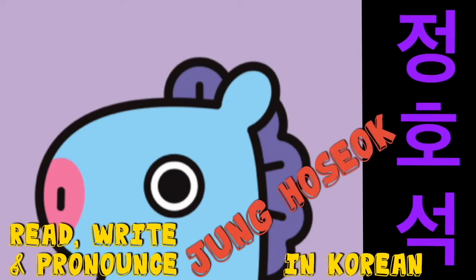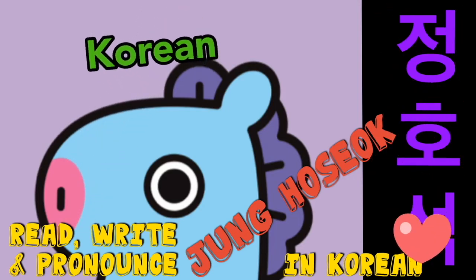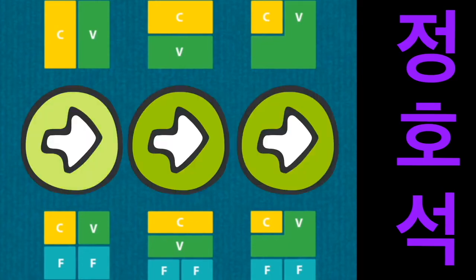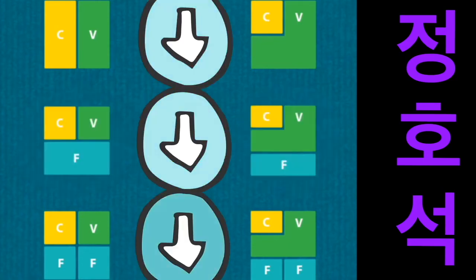Today we will learn how to read, write, and pronounce 정, 호, 석. The Korean language is different from most languages because it uses letter blocks. Several letters are written in blocks, and each block represents a syllable. This diagram represents all the possible letter blocks. All letters and patterns are written from left to right and from top to bottom.